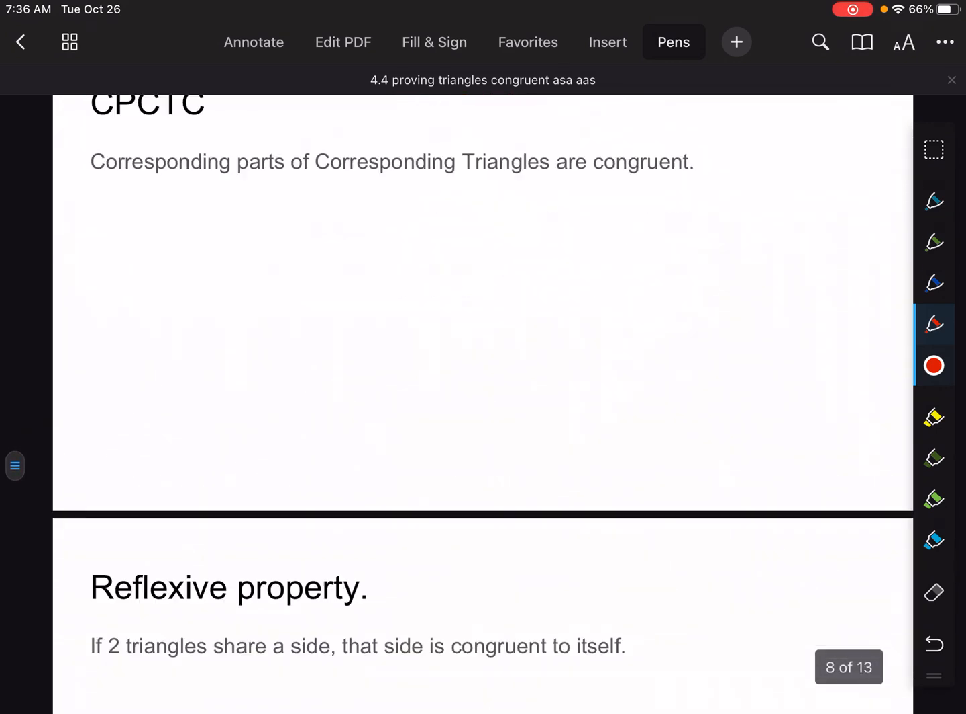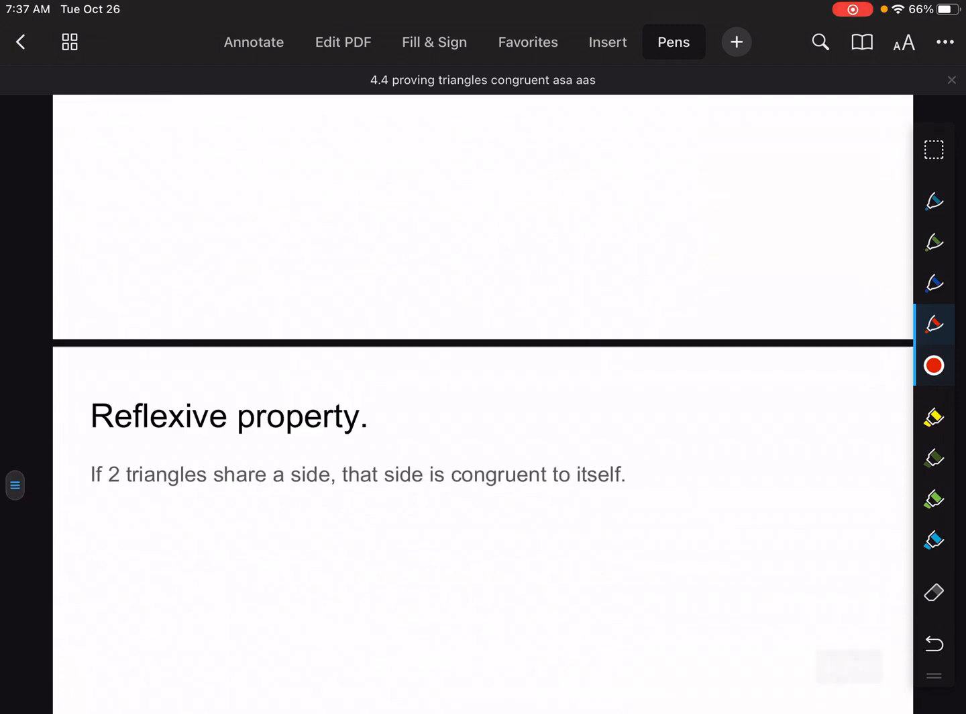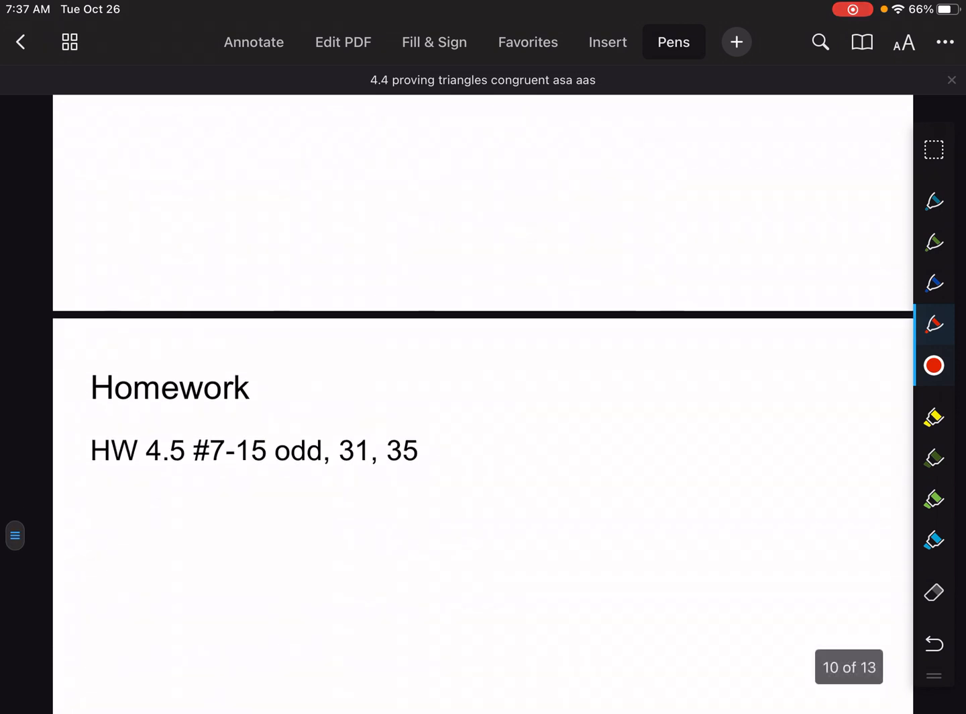And remember, just a reminder, the CPCTC: if you're trying to prove that 2 angles or 2 sides are congruent after you've shown that 2 triangles are congruent, you would use CPCTC. Okay, so you never use this to prove 2 triangles are congruent. But if you know 2 triangles are congruent, you would use this to prove that any of their parts are congruent. And then one last thing, the reflexive property. If 2 triangles share a side, we know that that side is congruent to itself, which we showed earlier in the proof.